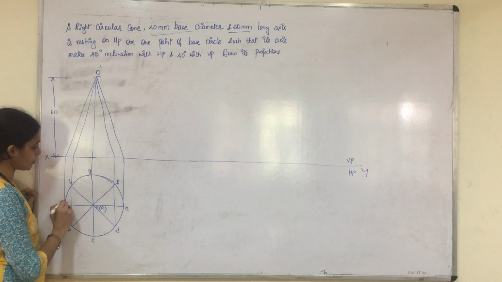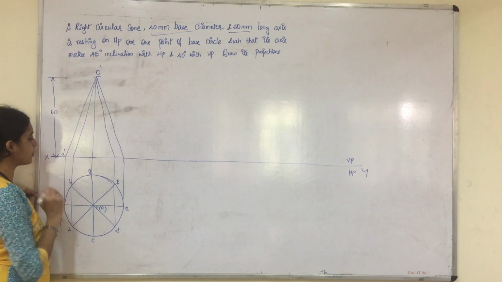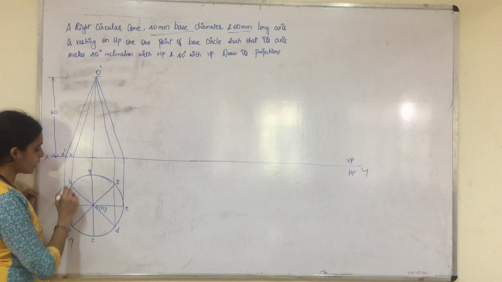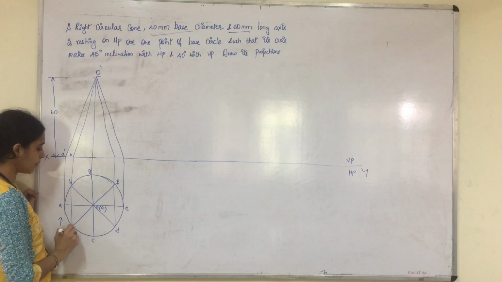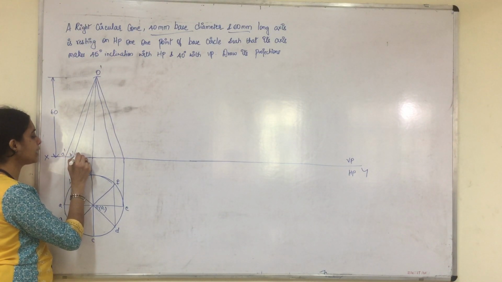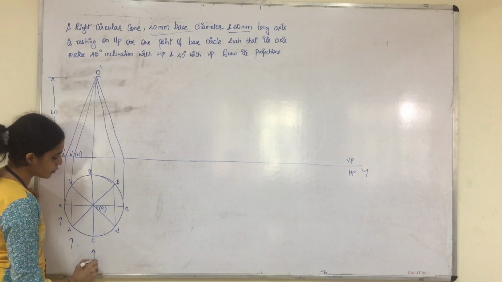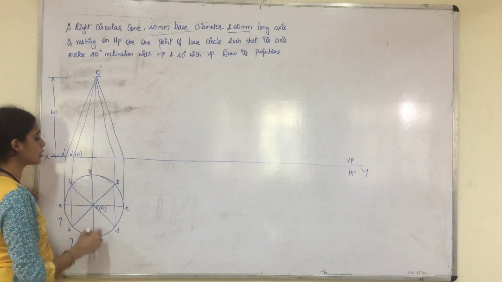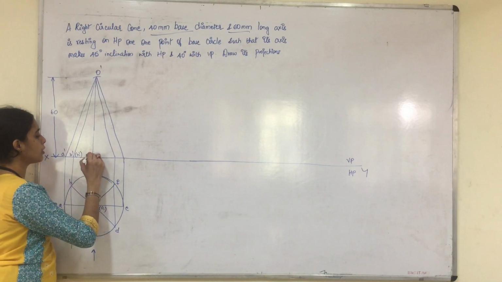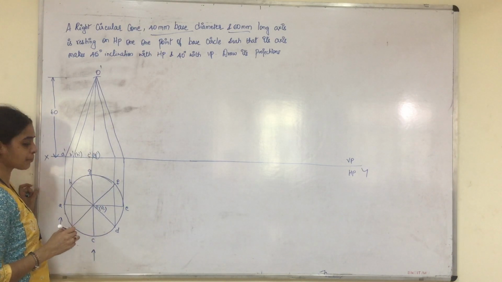When the observer views from here, A will be visible, so we will write it as A dash. B and H will be along the same line. B will be visible but H won't be visible. So you will write B dash outside the bracket and H dash within the bracket. And again when the observer views from here, C and G will be along the same line. C will be visible and G won't be visible.